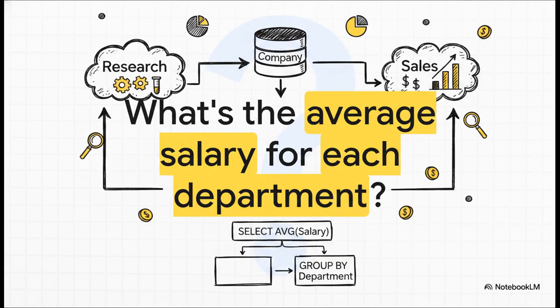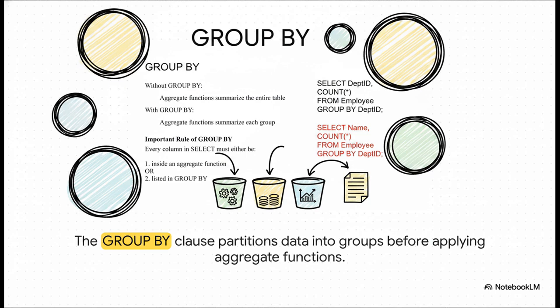Sure, getting the average salary for the entire company is easy, right? Just AVG(salary). But that's not a very useful business insight. A much better question is, what's the average salary in the research department compared to the sales department? To answer that, we're going to need a new clause. And the solution is the GROUP BY clause.